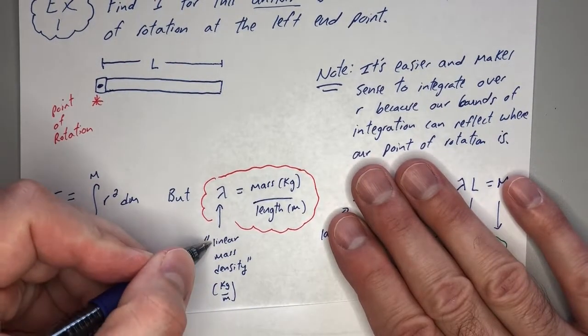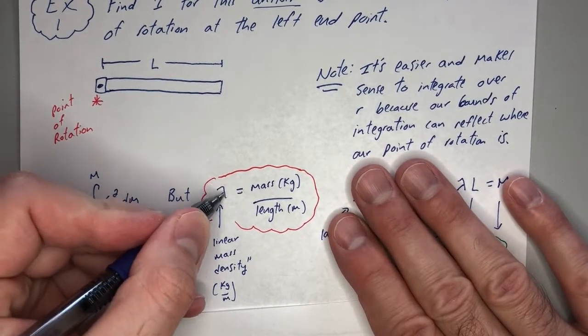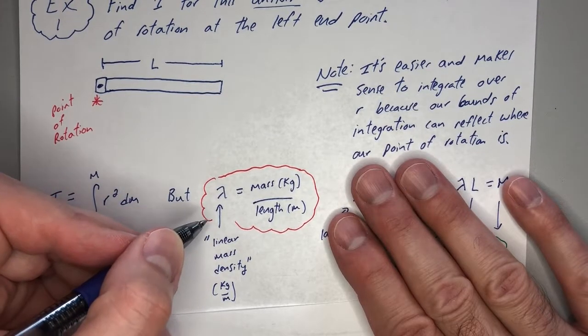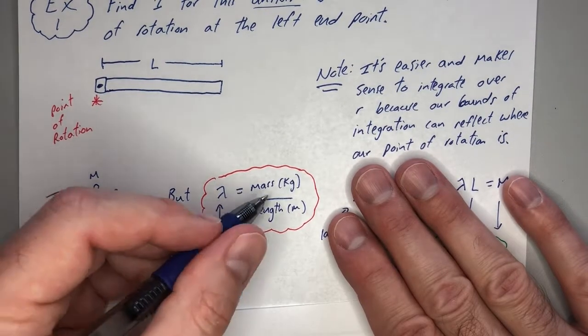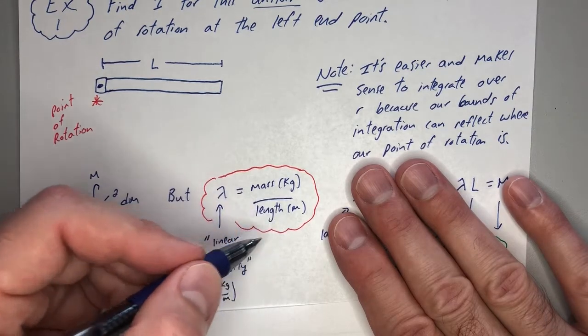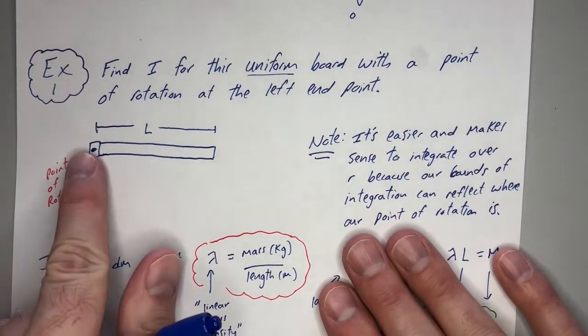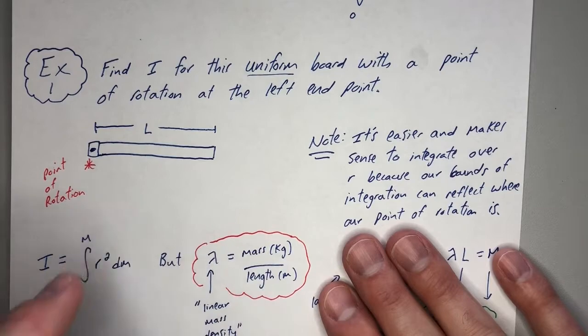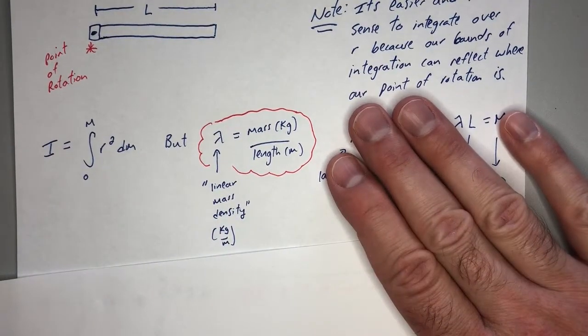And this is called linear mass density. And the Greek symbol lambda is what they use to represent it. It's how much mass per unit length. And we're going to say our lambda is constant throughout this board. So mass per unit length, it's just some kind of nice uniform value. And you're like, well, why do I care about this? Just hang on and you'll see where we're going.